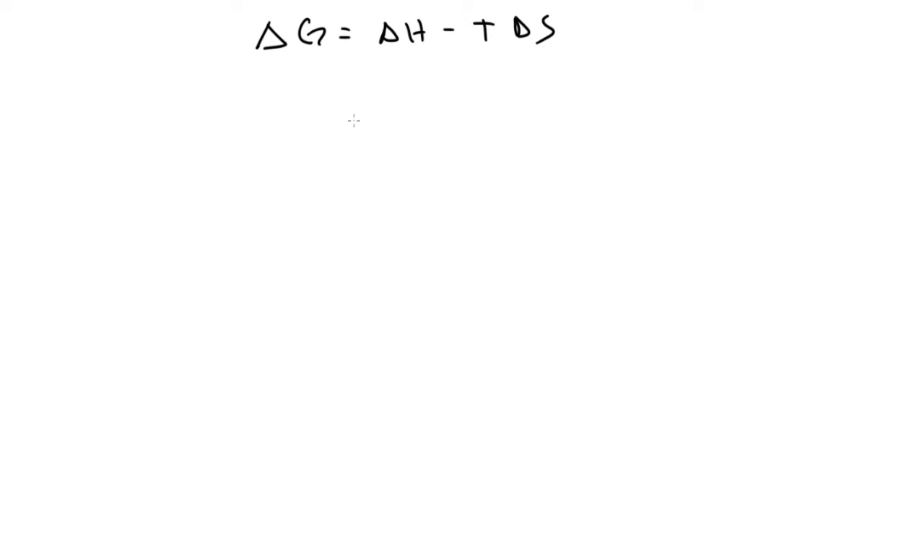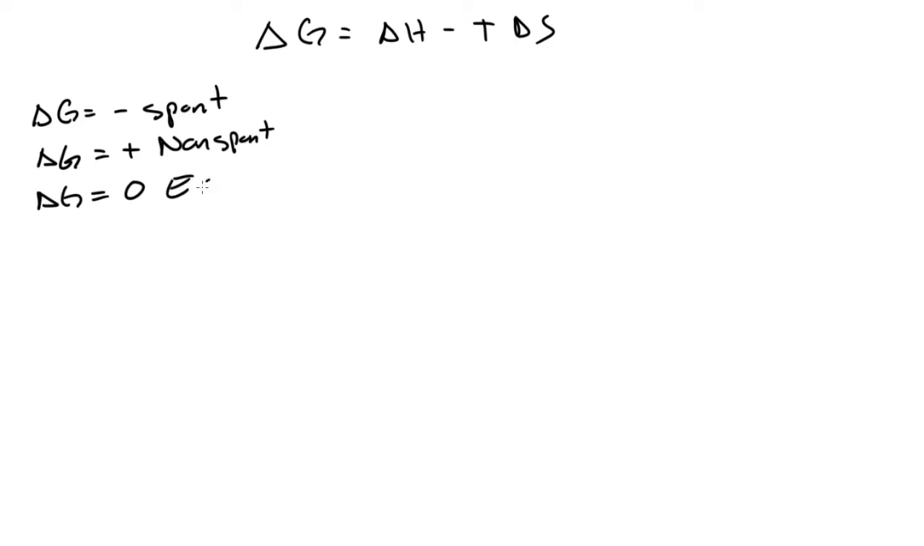And delta G will tell you if the reaction is going to be spontaneous or not. So if delta G is negative, it means the reaction is spontaneous. If delta G is positive, it means the reaction is going to be non-spontaneous. If delta G is 0, it means you're going to be at equilibrium. Okay? So that's all delta G stuff.